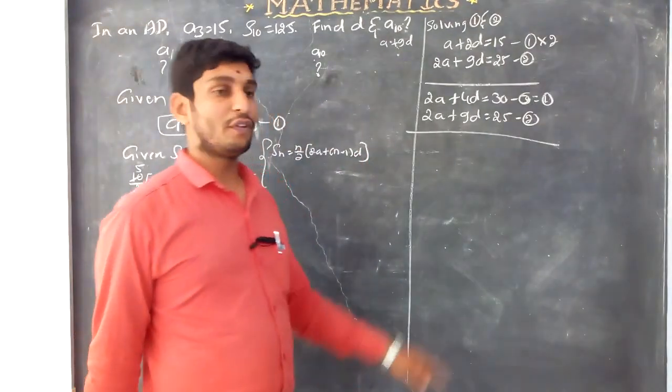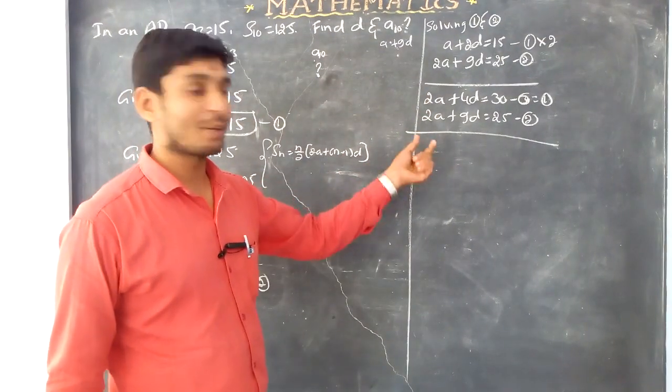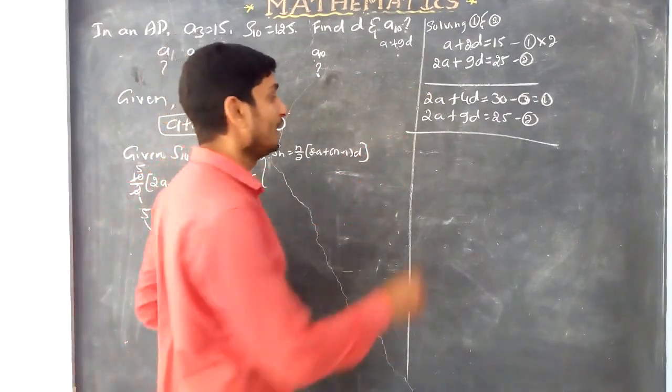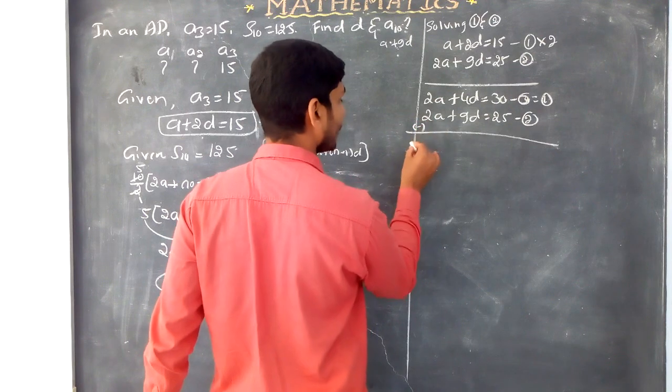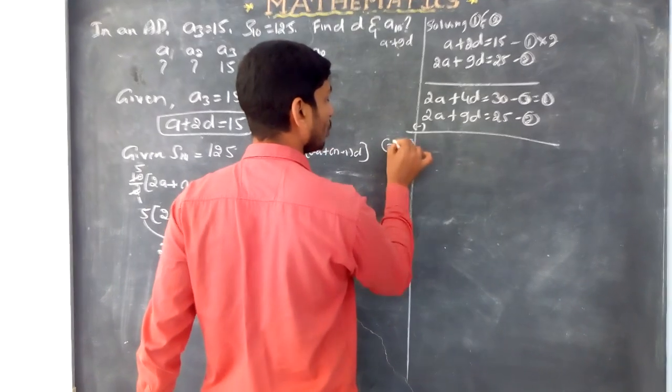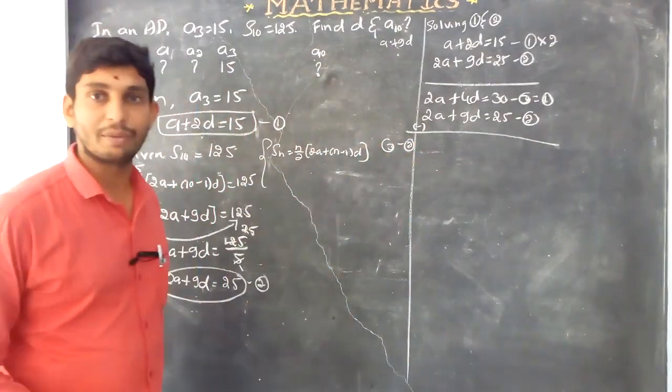Now you know if you add these two, nothing cancels. So what should we do? Subtract this one from that one, then this becomes minus. That means you have to subtract equation 2 from equation number 3.